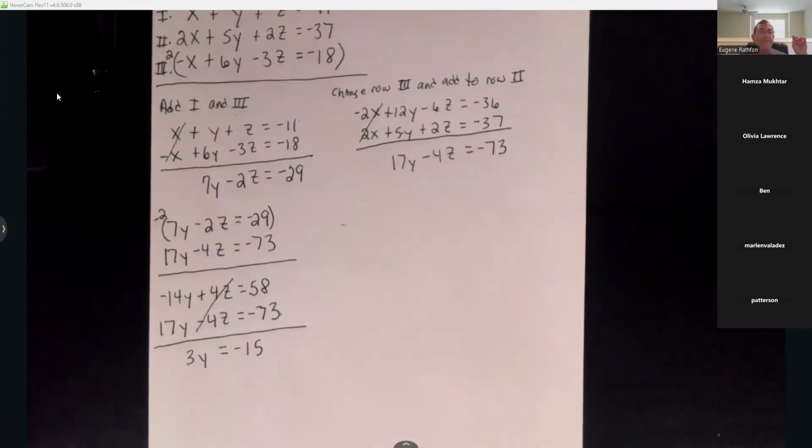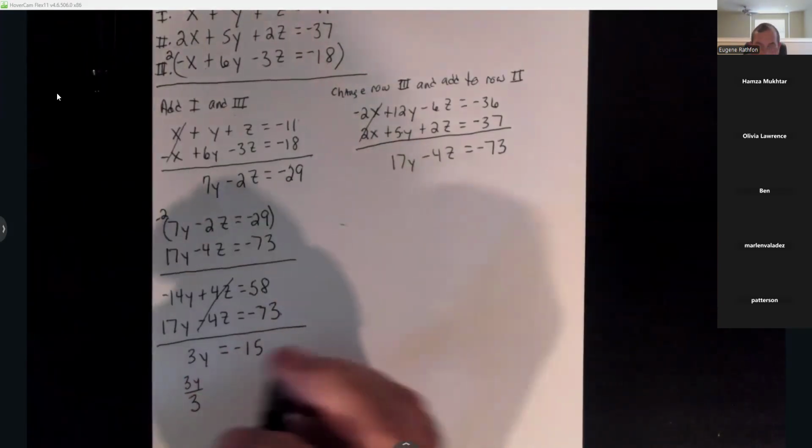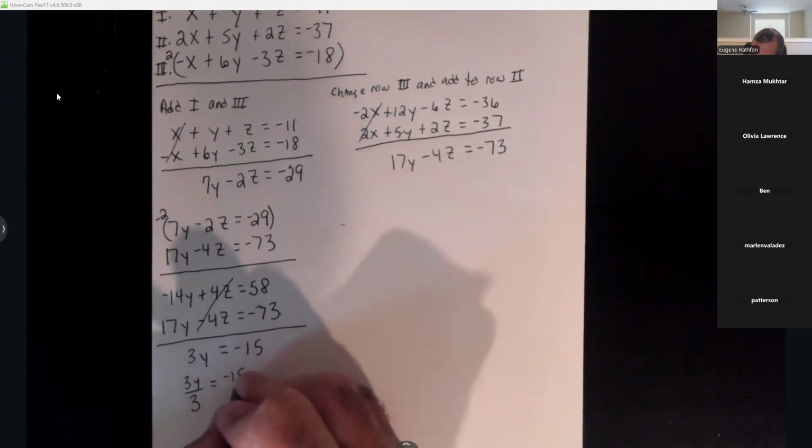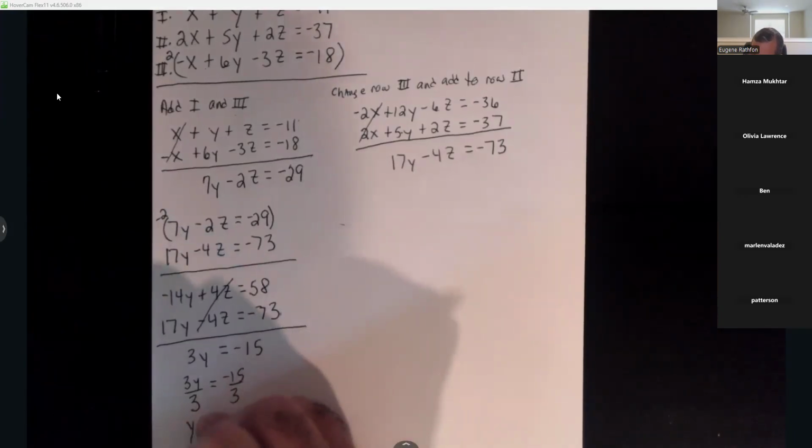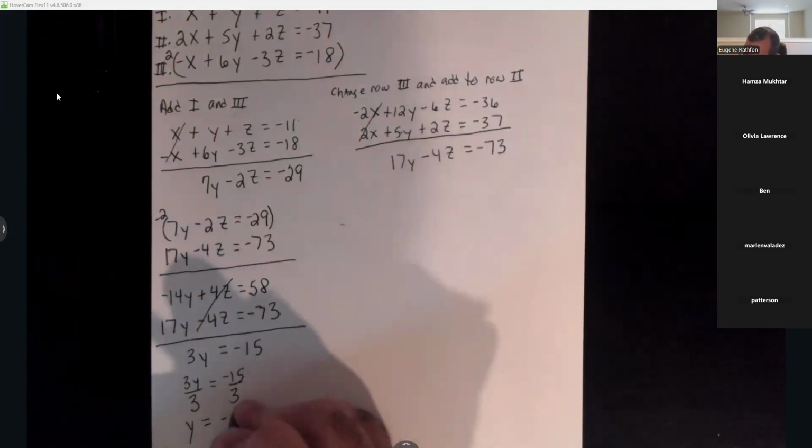All right, y'all, so we can finally solve for our first variable, and we'll find out what that y equals. So let's divide this thing by 3 on both sides. So it looks like y is going to equal, what do y'all got? Negative 5, good job.